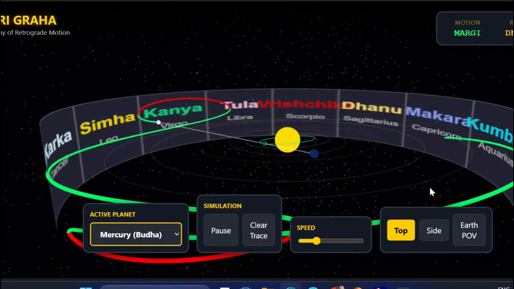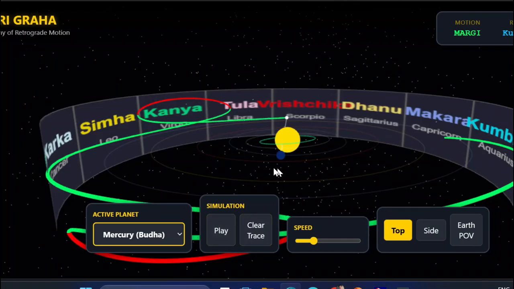See here, did you realize it made a loop. First Mercury went like this, then it almost stopped here. So it was direct here. It almost stopped here, and then the motion was reversed. So this is known as direct motion, and when it stopped, it is known as stationary. So it got stationary here for a moment, then it reversed, then again got stationary, and then again got direct motion, and now it is moving directly.